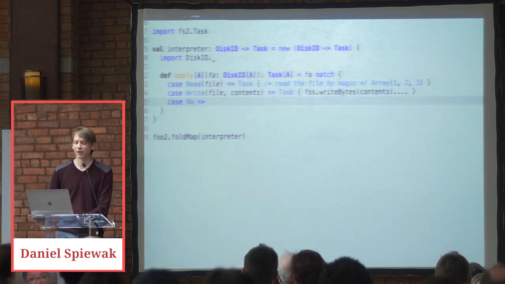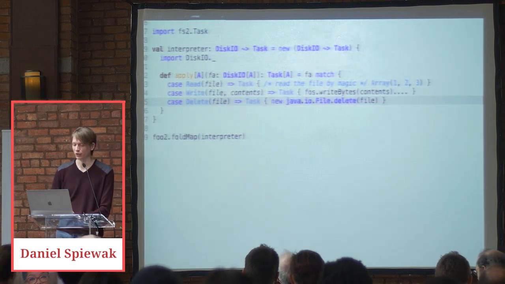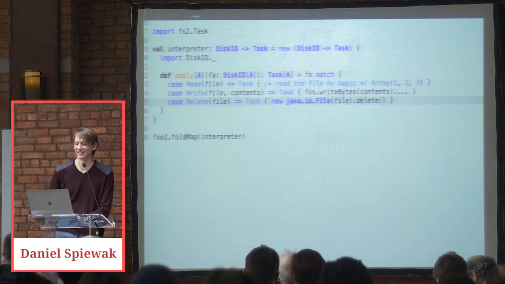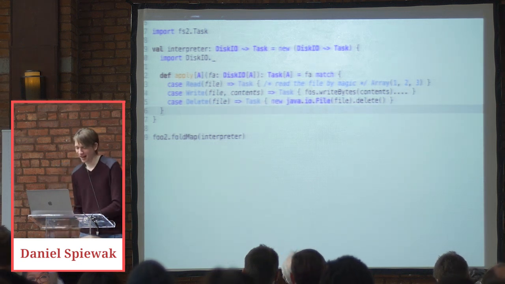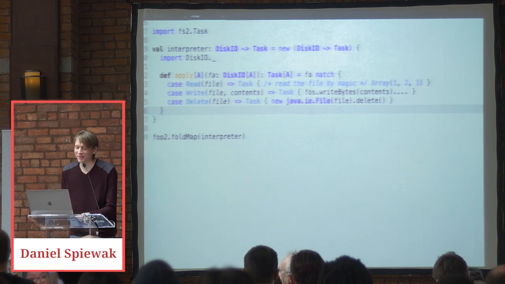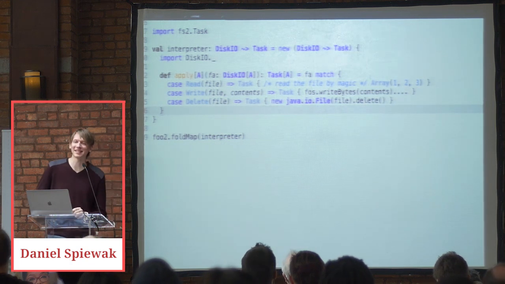All right, and then delete is going to be a file, and this is literally just going to be java.io.File delete, or I guess new java.io.File of the file dot, like, these APIs make no sense. I really don't understand how I spent half my life programming with these. Anyway, so this is basically what it is, right?